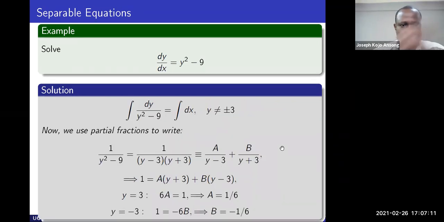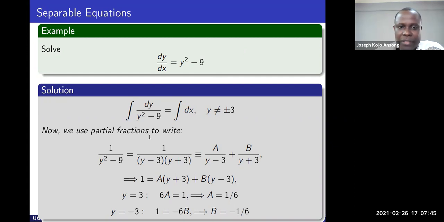Perhaps this is our last one, not sure, but let's solve this one. dy/dx is equal to y squared minus 9. We can separate variables. Basically, you can divide through by this and bring your dx to the side, and then you get this dx, and then you integrate. All right. Again, we need a condition that y is not equal to plus or minus 3, otherwise this will not be defined.